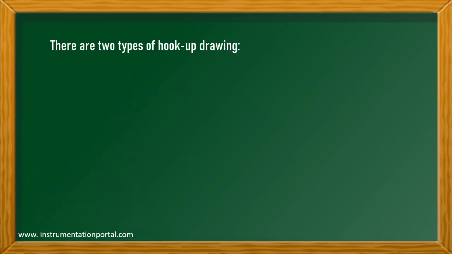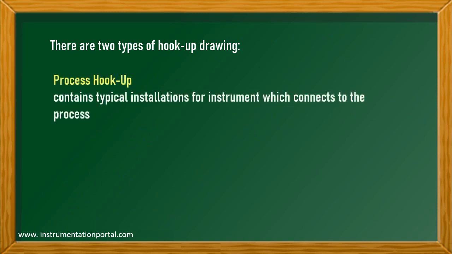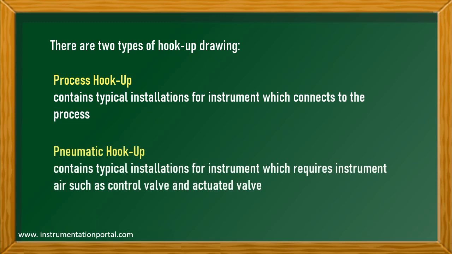There are 2 types of hookup drawings. Process hookup: this hookup drawing contains typical installations for instruments which connect to the process. Pneumatic hookup contains typical installations for instruments which require instrument air, such as control valves and actuated valves.